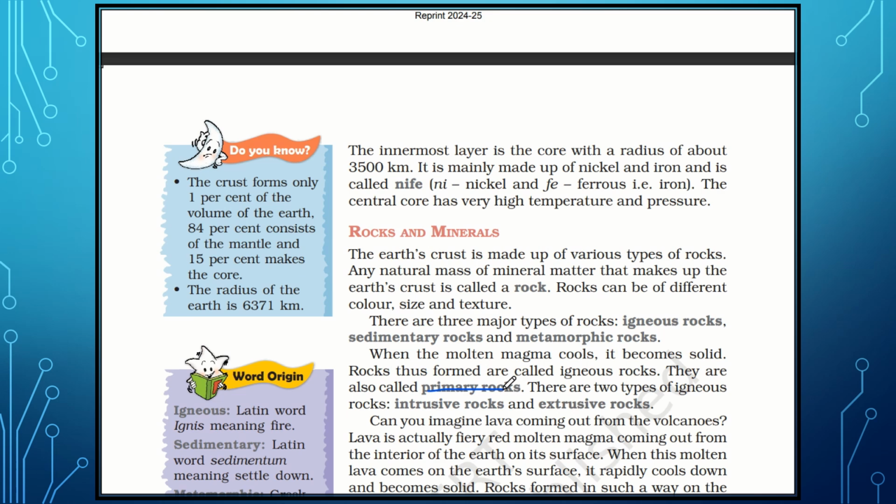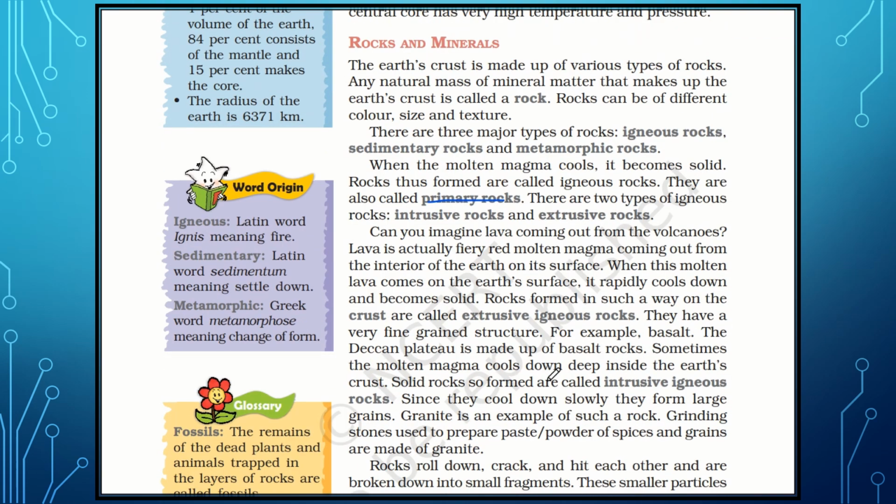So first of all, we know what rocks are: any natural mass made up of rock only. There are three types of rocks: igneous rocks, sedimentary rocks and metamorphic rocks. How do igneous rocks form? From magma. When molten magma cools down, it becomes solid and we get igneous rocks. Again, igneous rocks have two types: intrusive rocks and extrusive rocks. First of all, let's see the extrusive rocks.